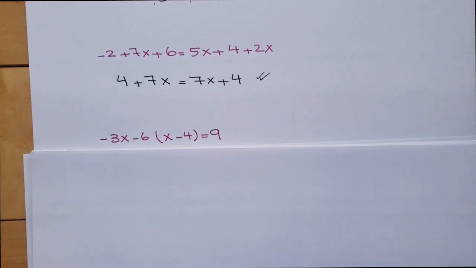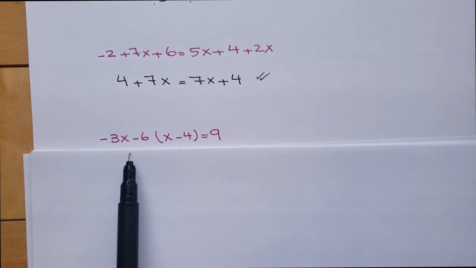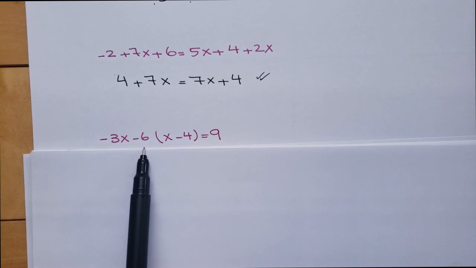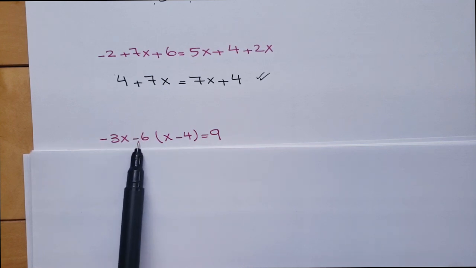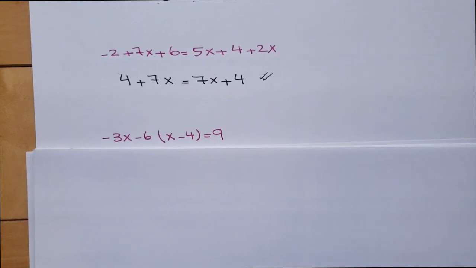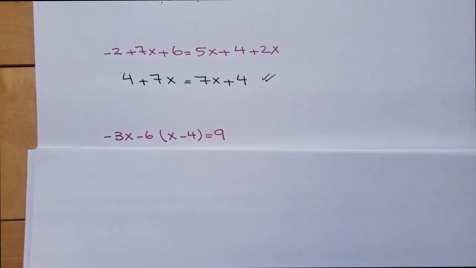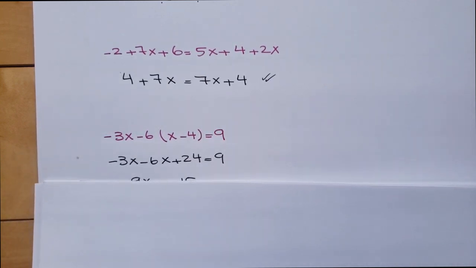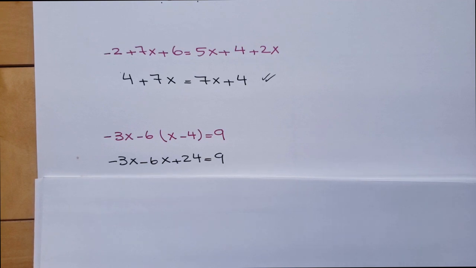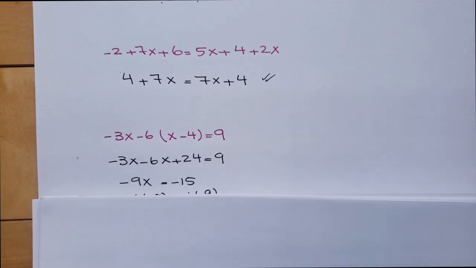Let's do another equation. Here I have negative 3x minus 6 multiplied by the bracket equals 9. Remember, by order of operations, you have to multiply negative 6 by this and then start simplifying. So I'll go step by step. I go negative 3x, then I multiply negative 6 by the terms in the parentheses, negative 6x plus 24 equals 9. Then I start by adding like terms.